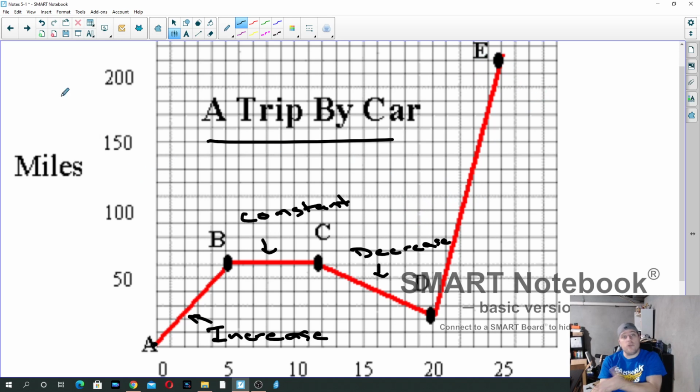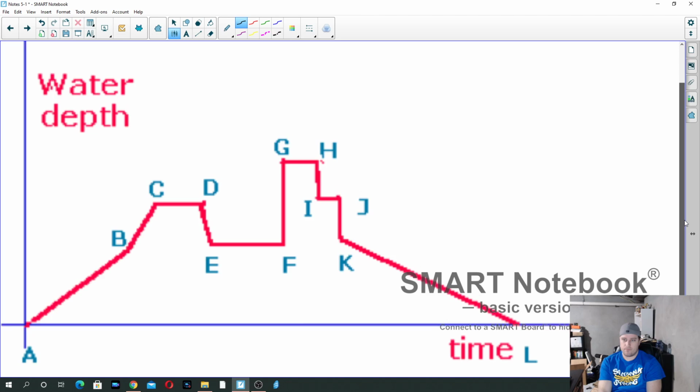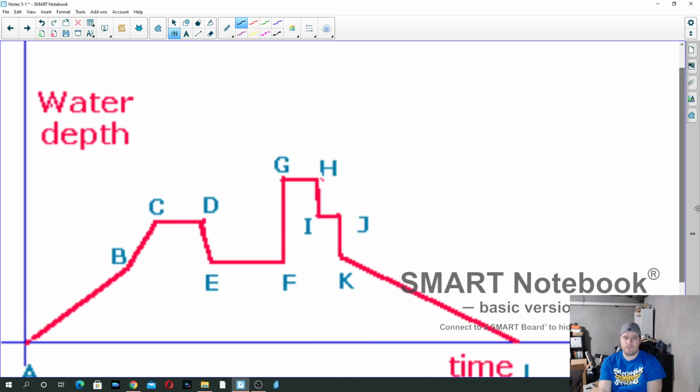So that's what I'm wanting you to do, is be able to read a graph, understand it, and go through it. Okay? So same idea. We're talking water depth. So pause the video, and see if you can't figure out what this is. Again, we're still talking time to water depth.